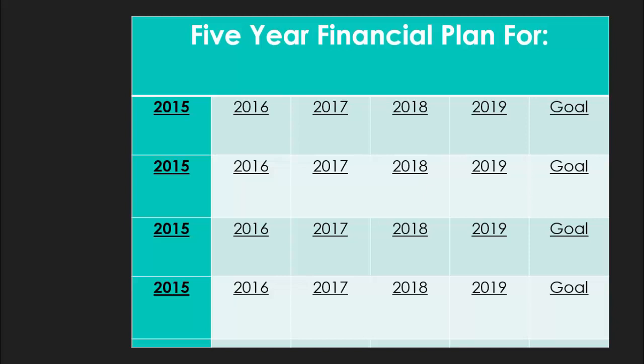All right, so what do we do? We write down $3,000 in the goal column, right? And then we take that $3,000 and we divide it by 5, right? Because there's 5 years in this goal plan. So we divide 3,000 by 5, and that's gonna give us 600. So 600 is the amount that we need yearly. Right, so we need 600 in 2019, 600 in 2018, 600 in 2017, and so on and so forth until 2015. Okay, so 600 is what we need yearly.